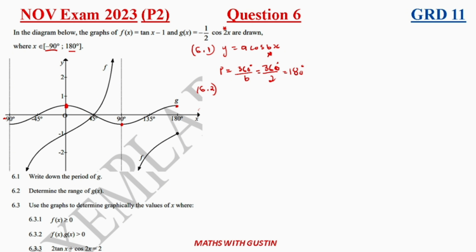G of x, we know that that is negative half cos 2x, so they want us to determine the range of g of x. So range refers to what? Range refers to the y values. So we are going to look at this function here, which is negative half cos 2x. We know that this will affect the range. As you can see there, the graph of g is passing there, which is positive half, and then here at 90 it is going to be negative half. So it doesn't go anywhere further than that.